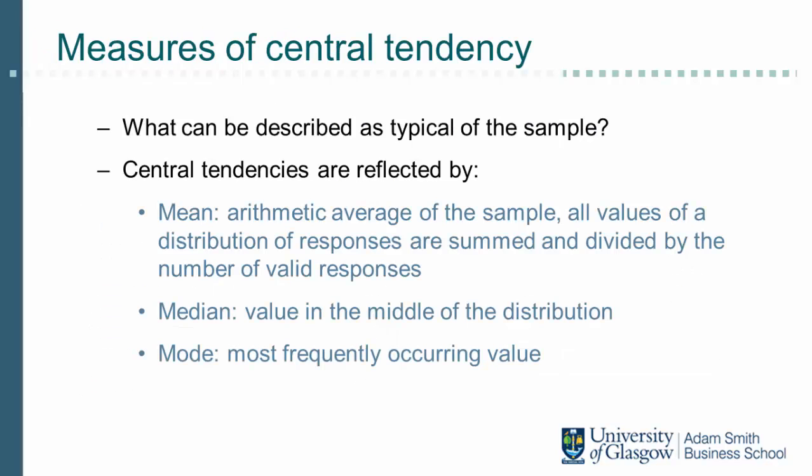Measures of central tendency provide summary information about what is typical of the sample, and there are three types of central tendency measures: mean, median, and mode. Mean provides an average for the sample, median is the value found in the very middle of the distribution, and mode is the most frequently occurring value.